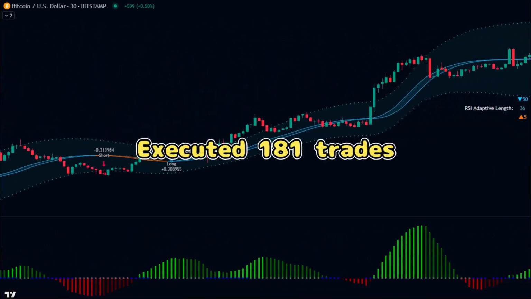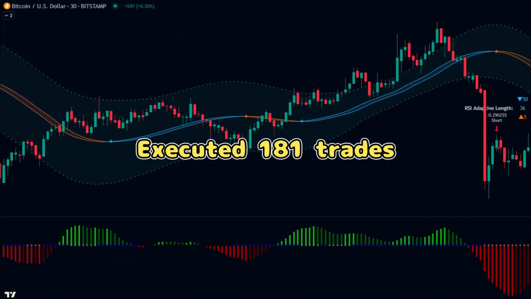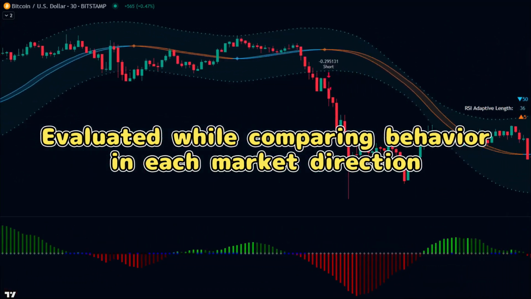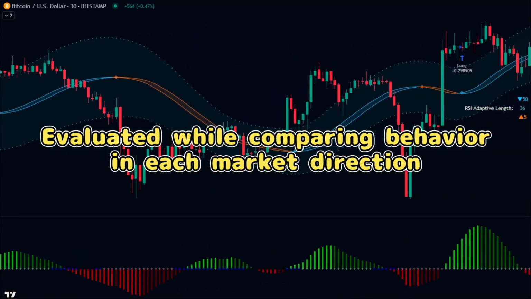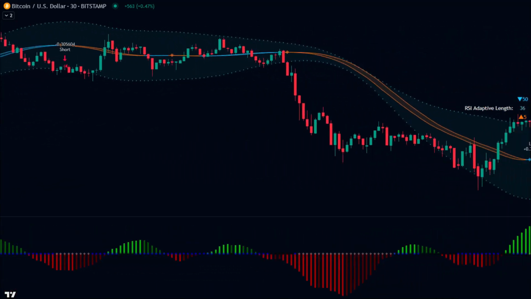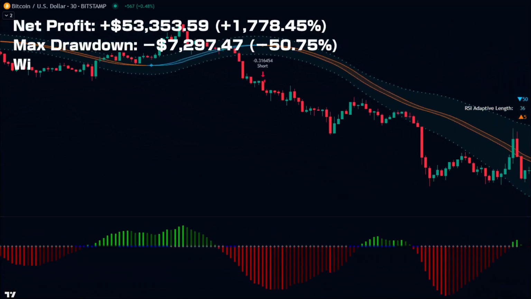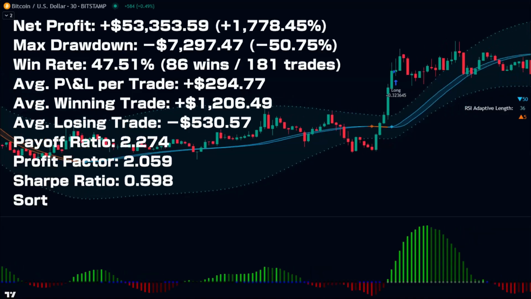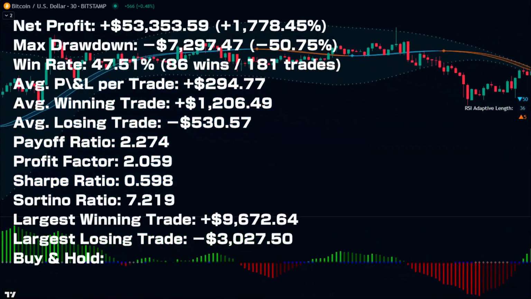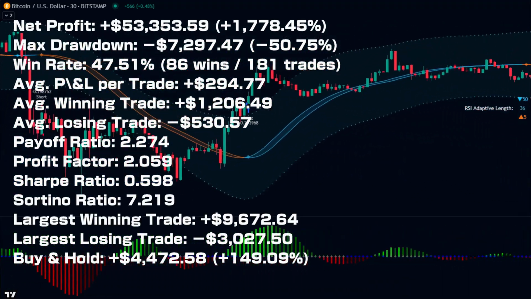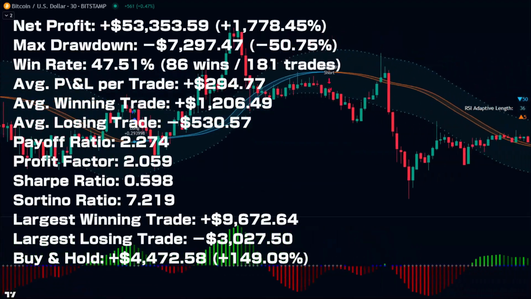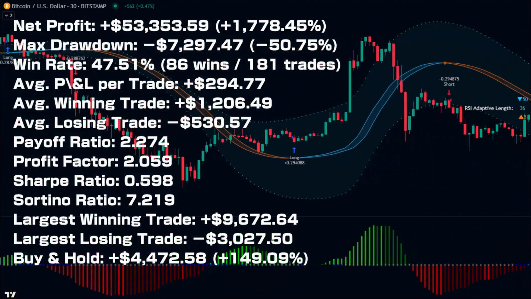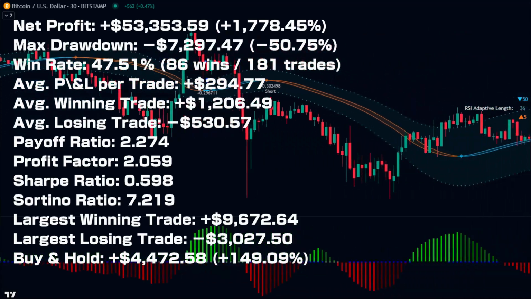A total of 181 trades were executed. The performance was evaluated with a focus on both long and short trade behavior. Let's break down the key backtest results. Net profit, $53,353.59. That's a remarkable plus 1,778.45% return. Max drawdown, minus $7,297.47, equivalent to a minus 50.75% decline.